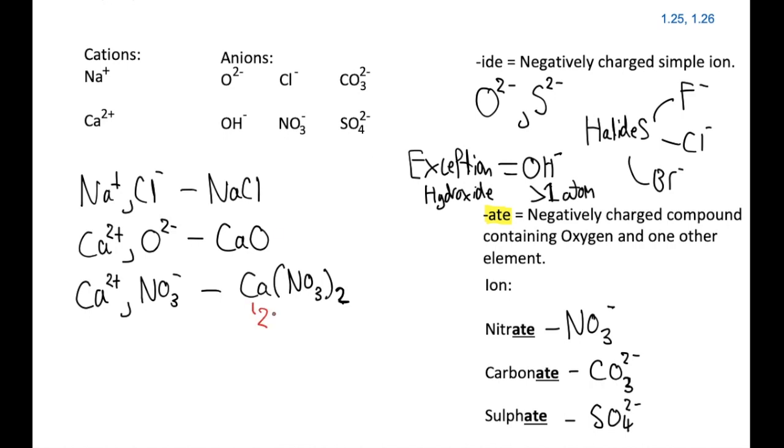We've got 1 ion which has a charge of 2+, and we've got 2 ions which have a charge of 1-. 2 plus 2 times -1 is 0.